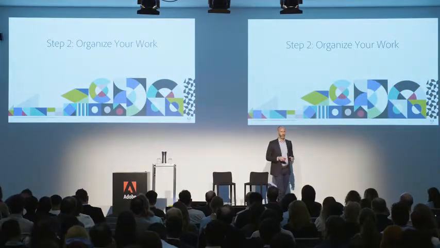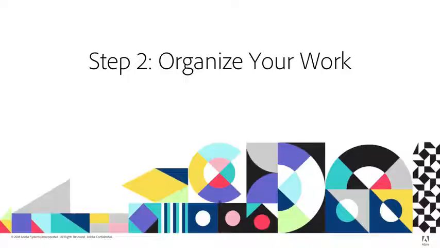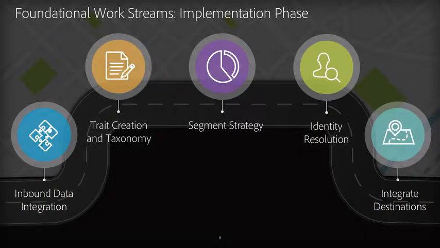So once you understand what you're trying to achieve, it's time to take the next step and organize your workload. So just in standing up a DMP, you have some of these foundational work streams. Moving from left to right, the first thing is you need to integrate your inbound data sources, your first-party data, to make sure that you're capturing all the key elements that you want to build audiences from. Then setting up trait creation and taxonomy, segment strategy, resolving identity, and then integrating destinations so that you can activate your data in different platforms.